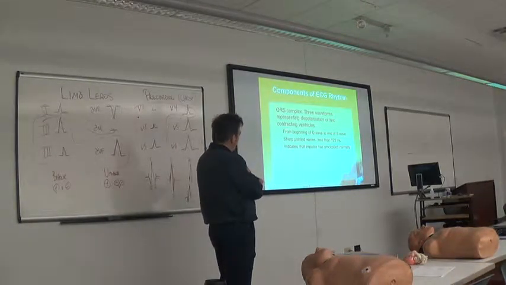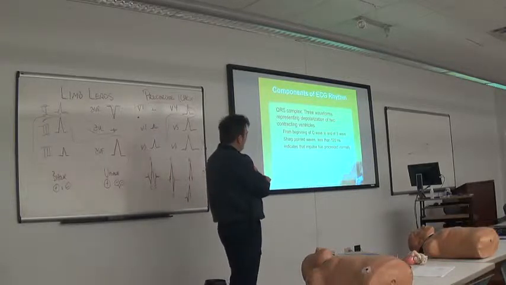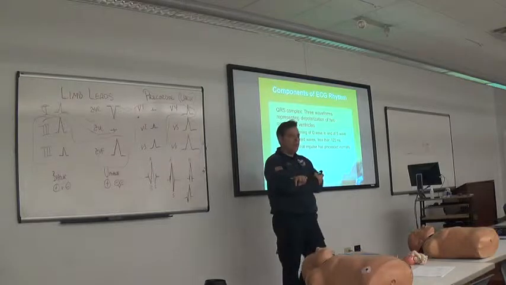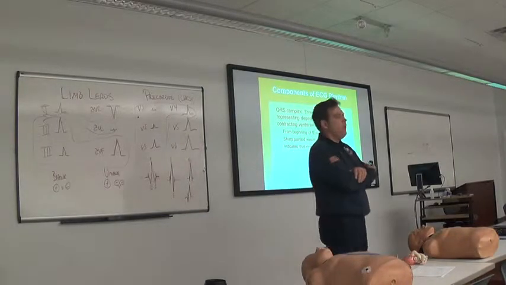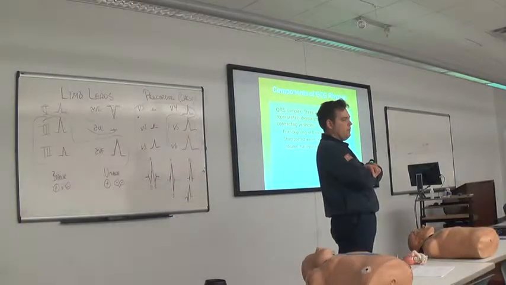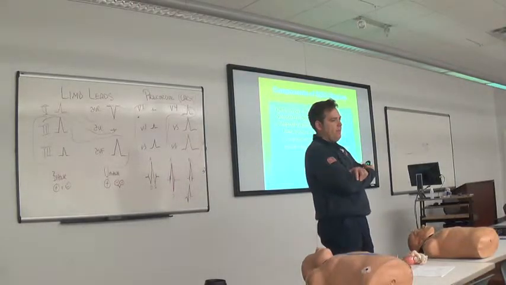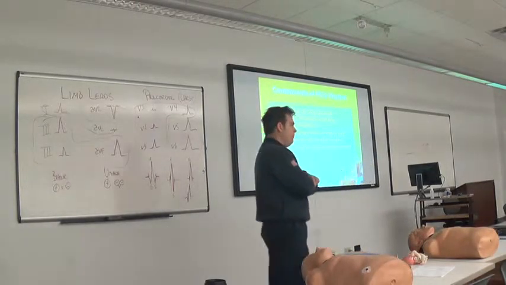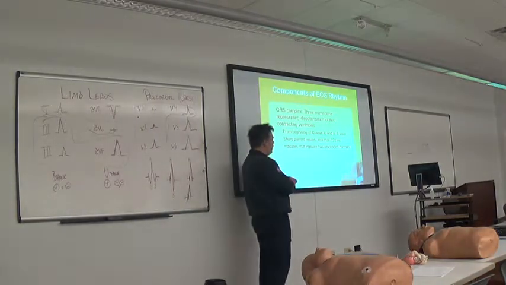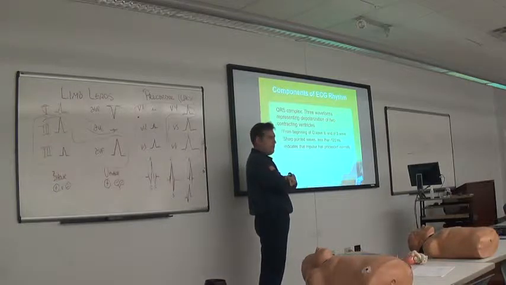QRS complexes we talked about, our QRS complexes should be less than 0.12. Typically it's 0.08 or 0.09 to 0.12 max. 0.12 should be the max on our QRS duration, and you're going to measure those.